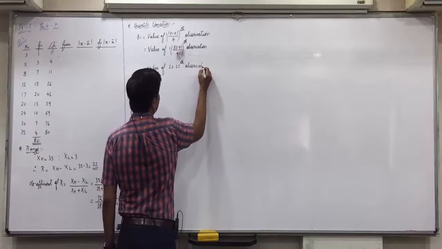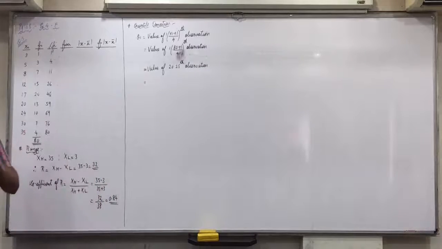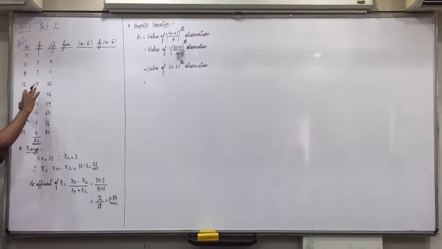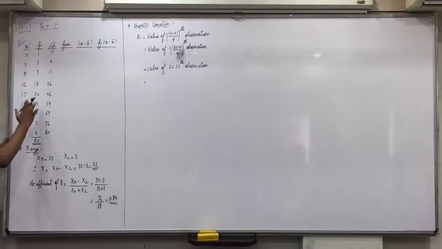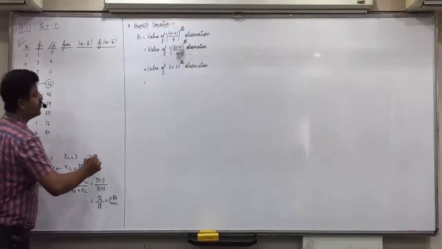Do we need to expand it? No. Why no? Because it is discrete and 20 is not present here. If 20 is present here, then only we have to expand it. Which is the CFI just greater than 20.25? 26. So what is your Q1? 12.